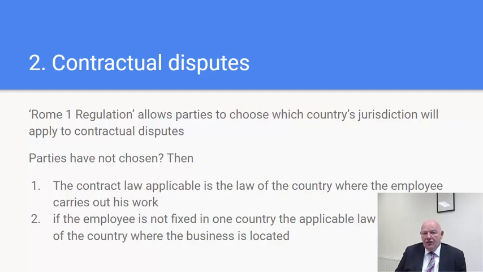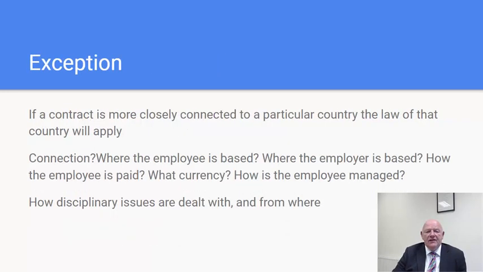If the parties have not chosen, then the contract law applicable will be the law of the country where the employee carries out his work. If the employee is not fixed in one country, the applicable law will be the law of the country where the business, the employer, is located. There is an exception. If a contract is more closely connected to a particular country, the law of that country will apply.